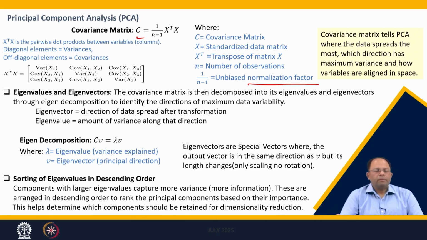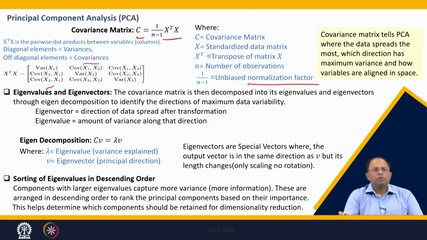So when we take this X transpose X, this pairwise dot product between variables, what we get is the variances on the diagonal, and the off diagonal elements are the covariances between the different features. Now the covariance matrix tells PCA where the data spreads the most, which direction has maximum variance, and how variances are aligned in space, right?